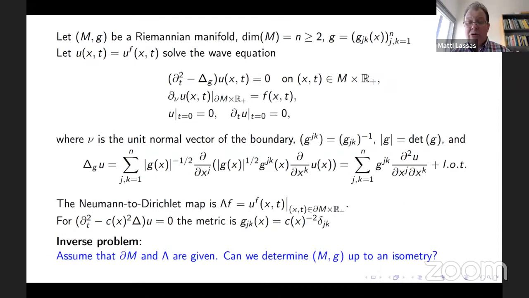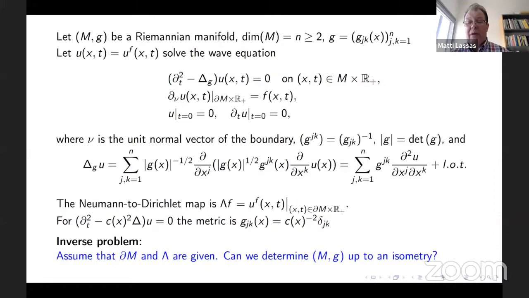And the inverse problem is now that we assume that the boundary of the manifold is given. Also, the Neumann-Dirichlet map is given. So we actually have to assume that the boundary is given so that we can speak about the Neumann-Dirichlet map. And then we ask, can we determine the manifold and the metric up to an isometry? In practice, this means building local coordinate charts where we have images of the metric tensor, and then we glue together these pictures.